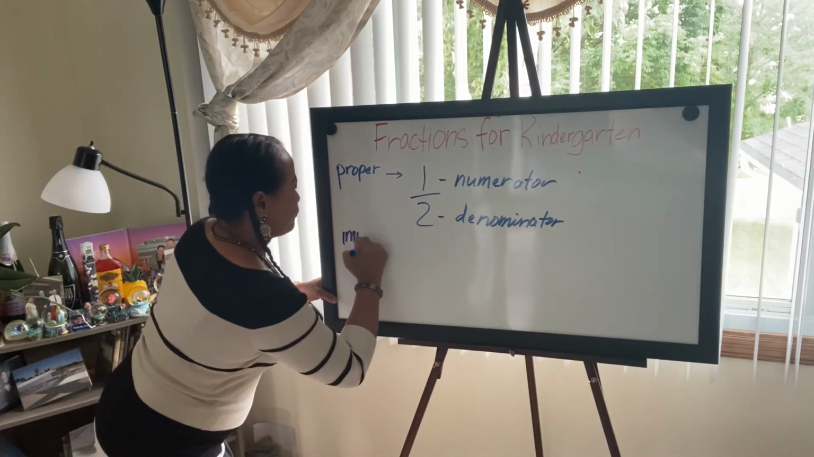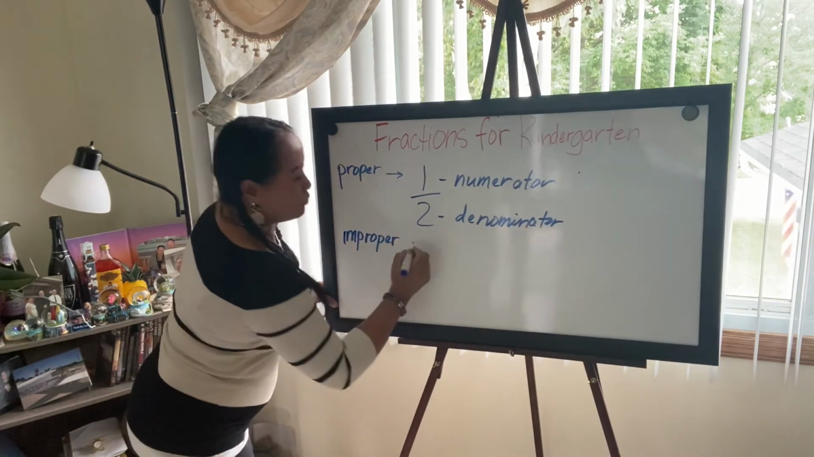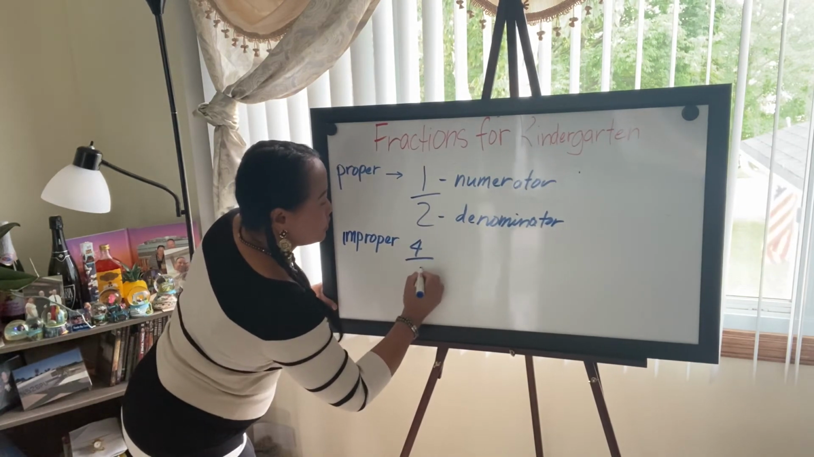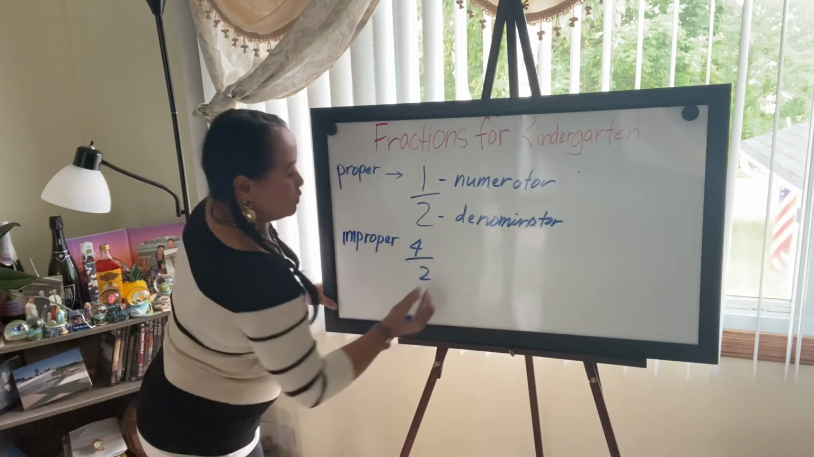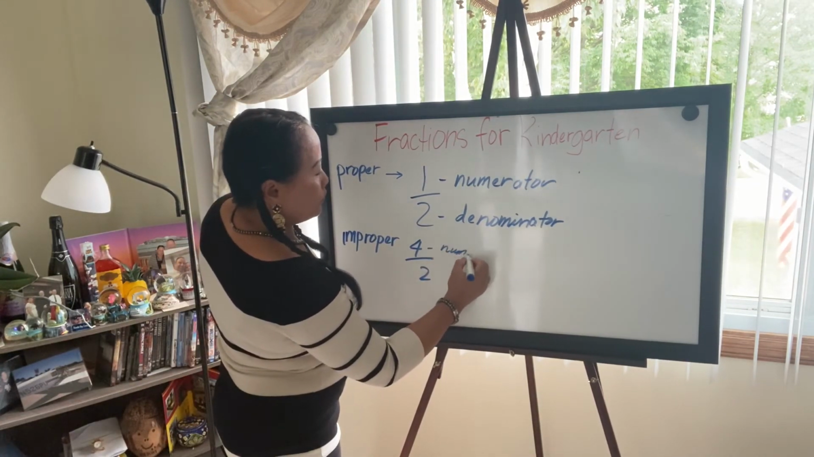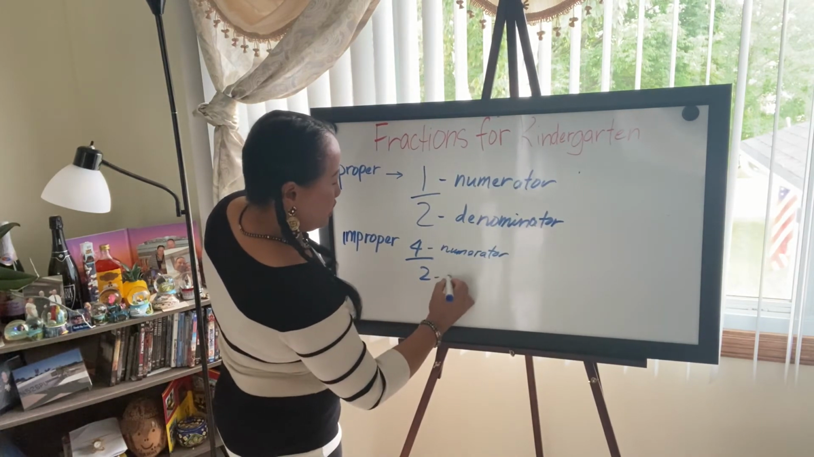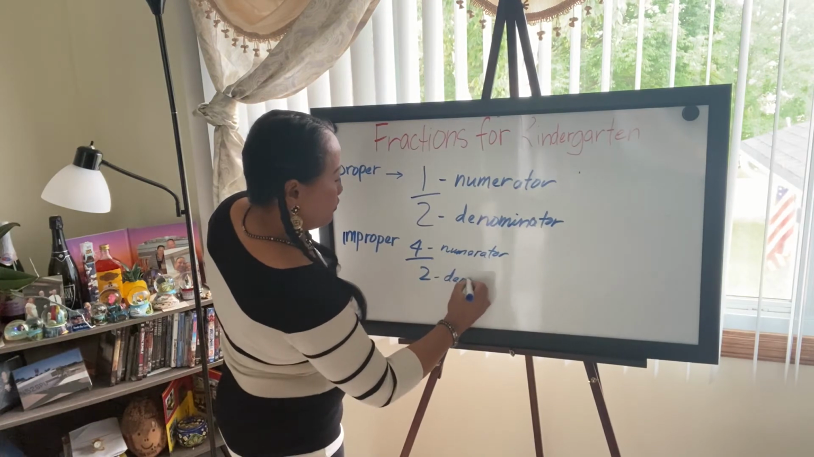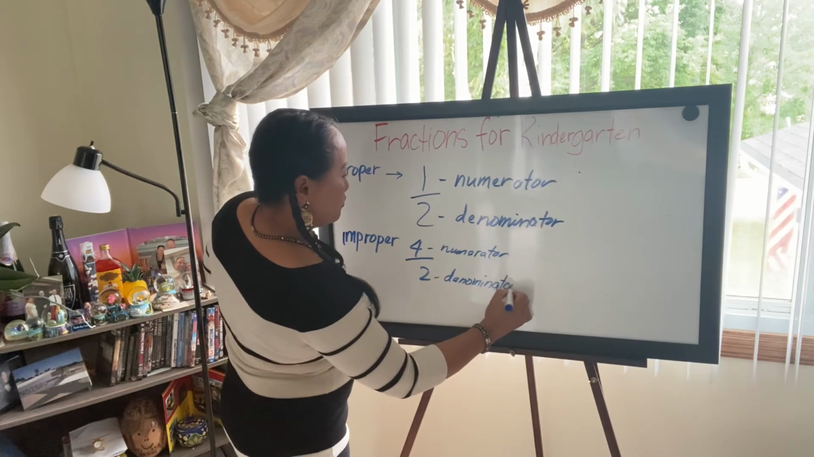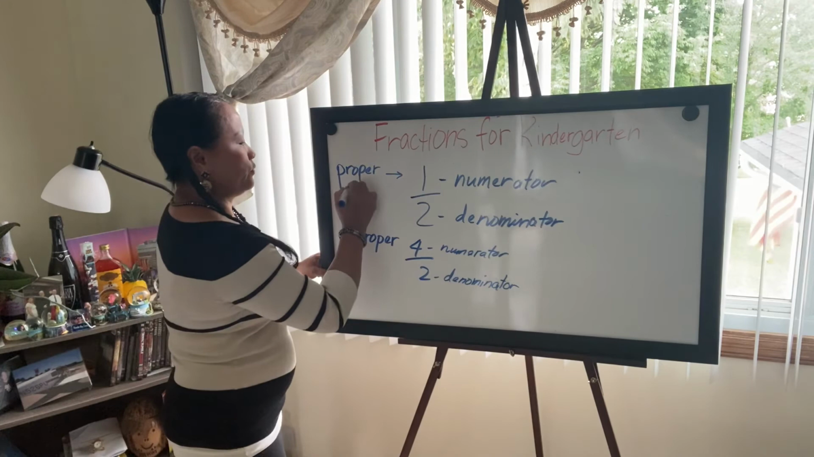Improper. Let's say 4 over 2. This is the numerator, and this is the denominator. And this is an improper fraction.